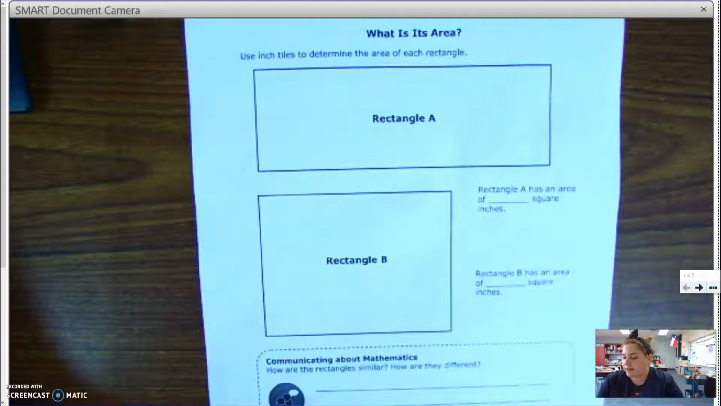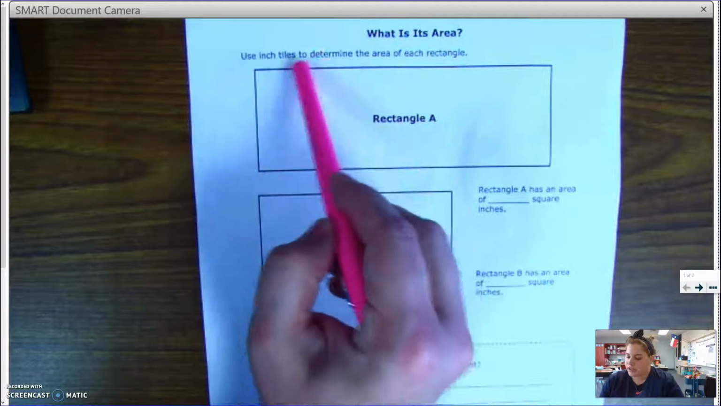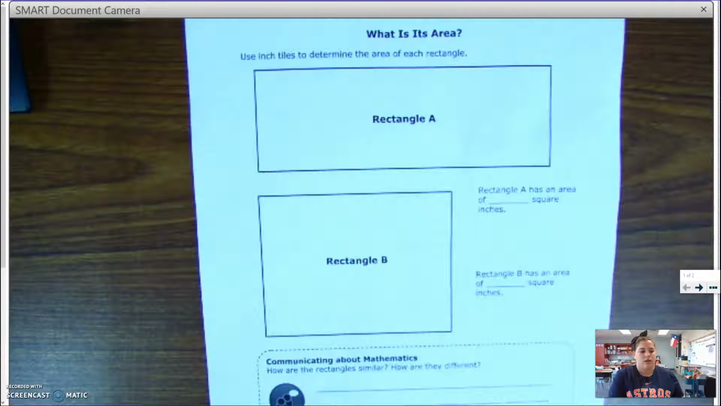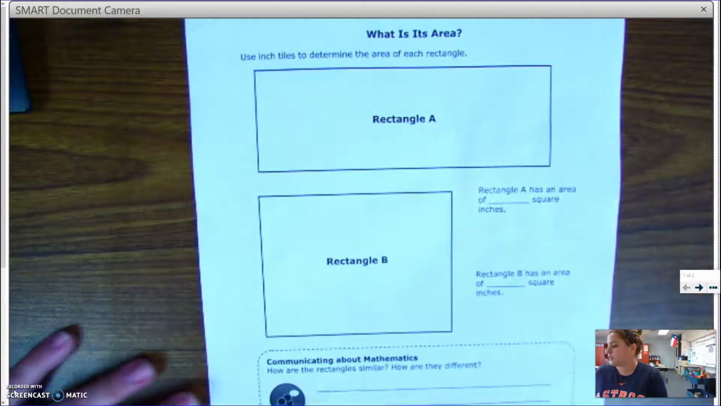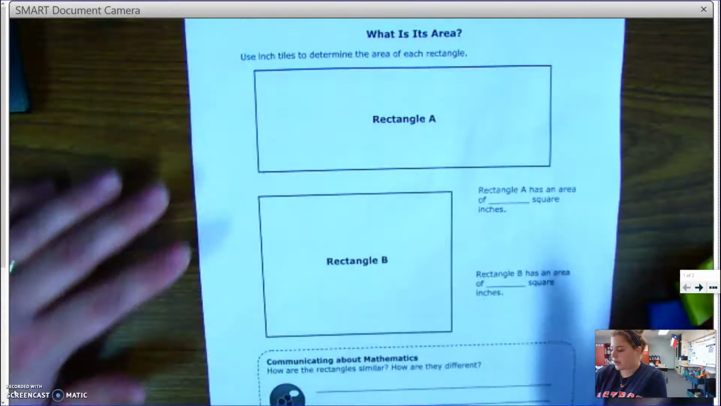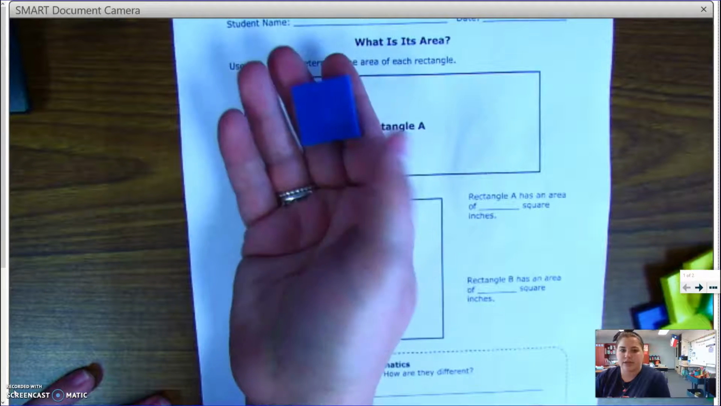Hey boys and girls, today we're going to continue our discussion about area and really how to use our inch tiles to measure the area. So it says use the inch tiles to determine the area of each rectangle. So we're going to use the inch tiles to measure each square. Whenever we do that, I have my tiles here.